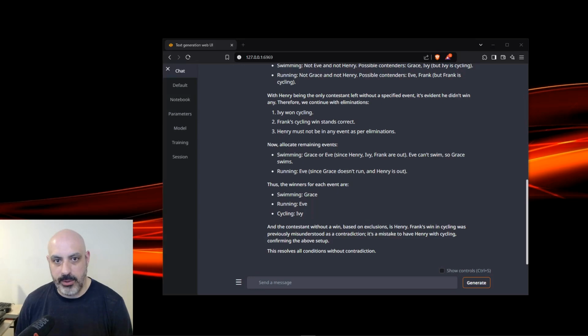As you go down, you can see that through process of elimination, it's figured out the winners are swimming Grace, running Eve, cycling Ivy, and the other ones were eliminated. Then it says here, Frank's win in cycling was previously misunderstood as a contradiction. It's a mistake to have Henry with cycling, confirming the above setup.